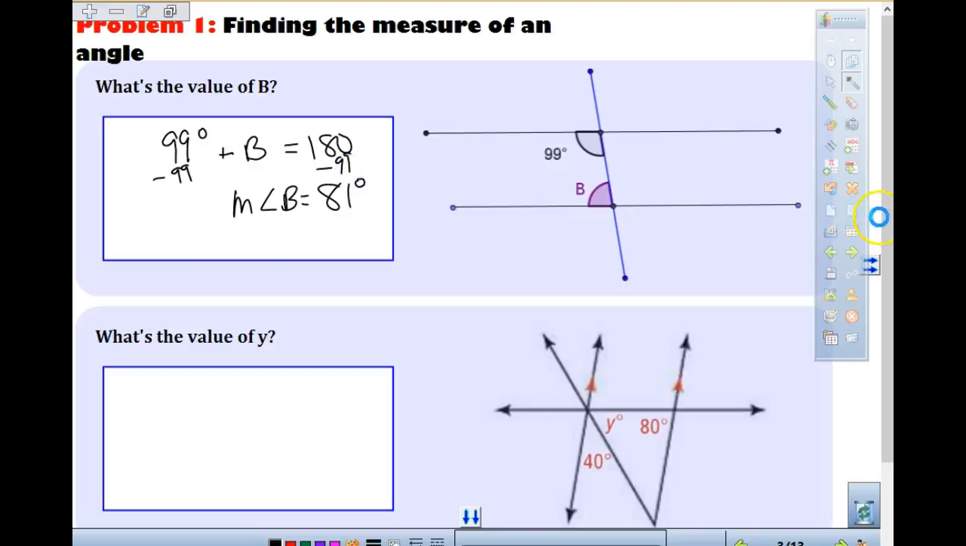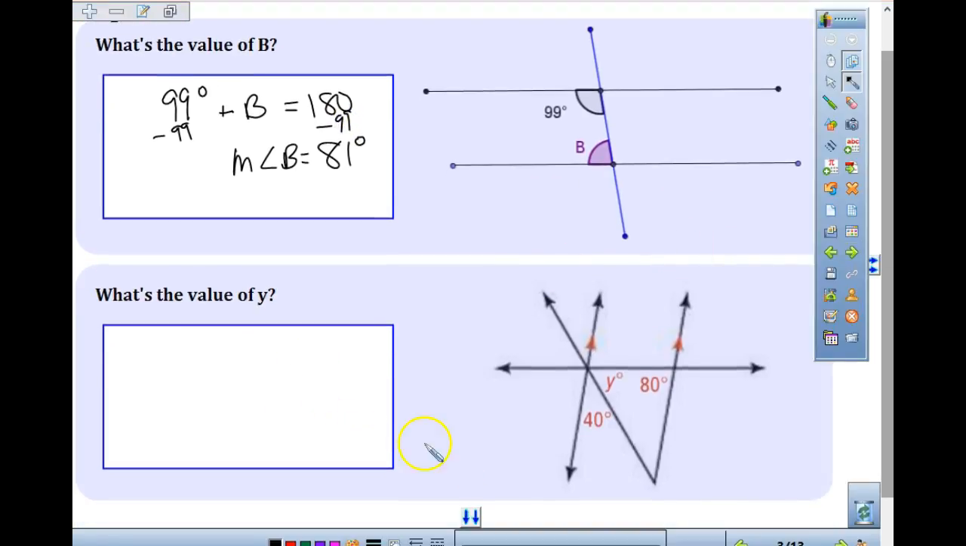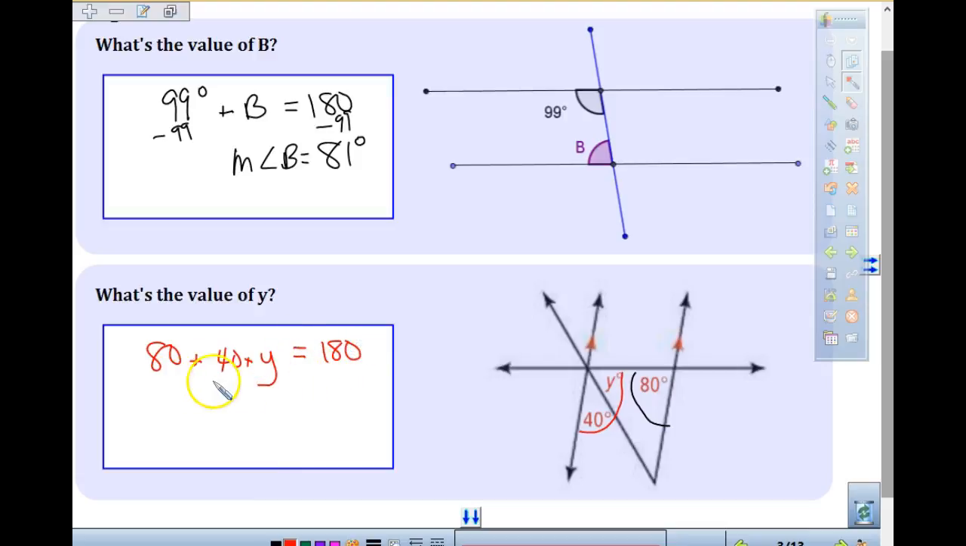This next picture, it's not as clear exactly what you're doing right away, but I want you to take a look at these two. And same side interior. So that means that these are my parallel lines. So this 80 degree angle over here. And if I'm looking at it, these two angles have to be equal to 180, which means we're going to have 80, so write that down, plus 40 plus y has to be equal to 180.